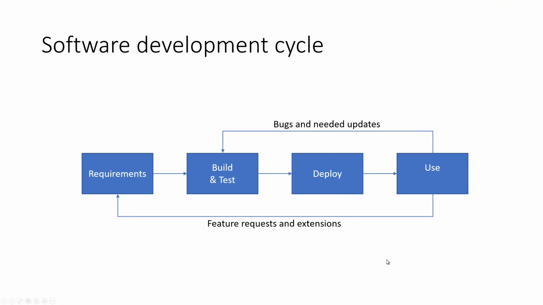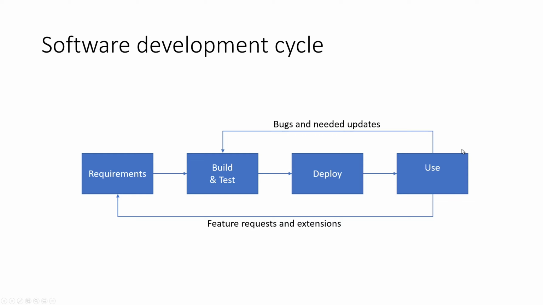So in practice, the software development cycle looks more or less like this. So we have some requirements, and then we might design a software, build and test it, and then we deploy this software, for example, on the cloud or on a private cloud or as an installable that people install on their machines. And then finally, users will make use of that software.